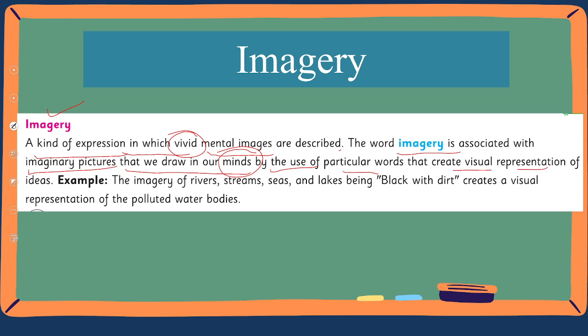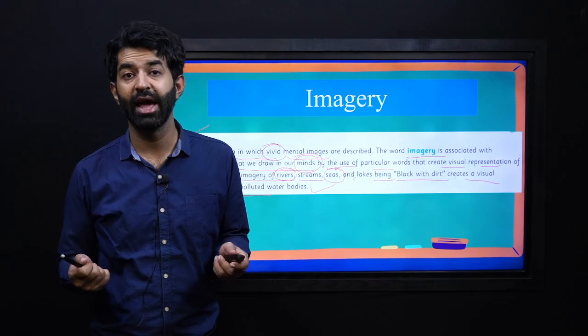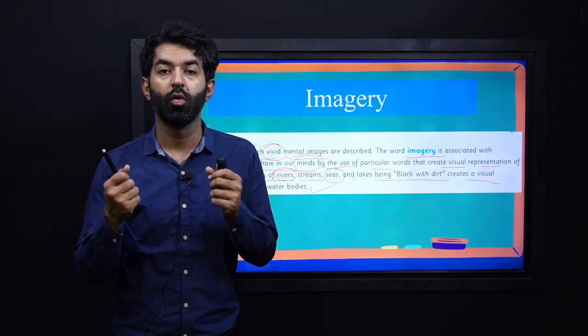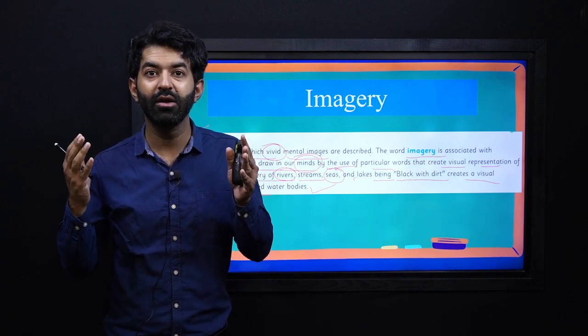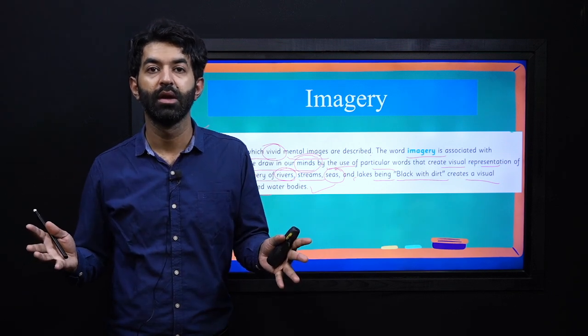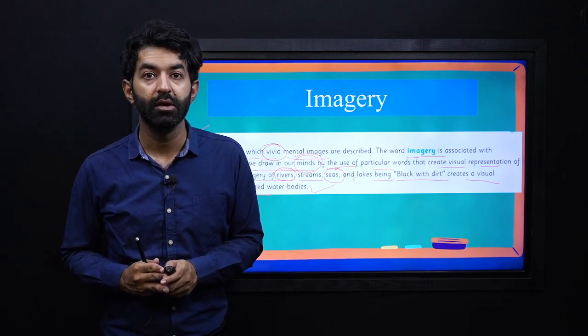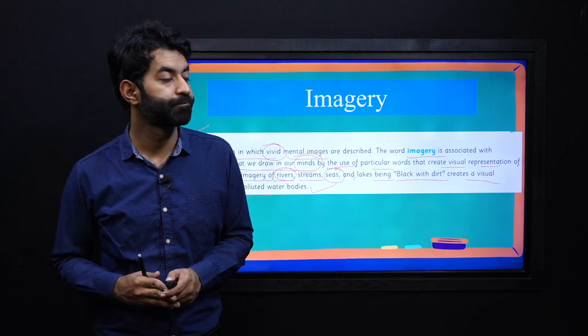For example, the imagery of rivers, streams, seas, and lakes being black with dirt. Now, if you listen to this word, black with dirt, something comes in your mind. It creates a visual representation of the polluted water bodies. So when you imagine such a scenario, such a situation, and the words like black and dirt and pollution, you see that you can actually visualize it. So this is the purpose of writing in imagery.